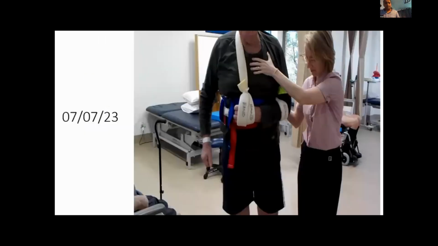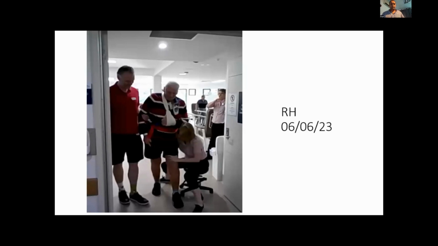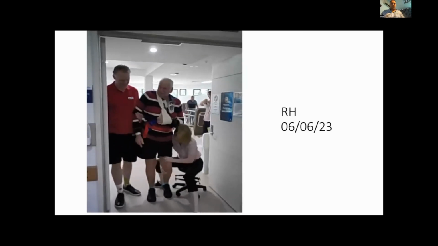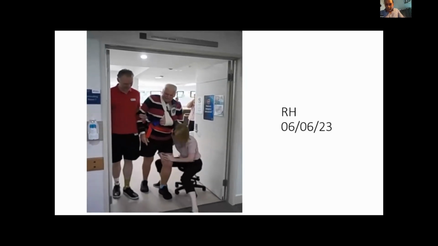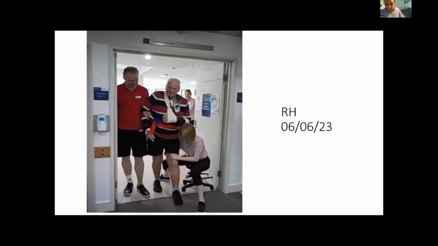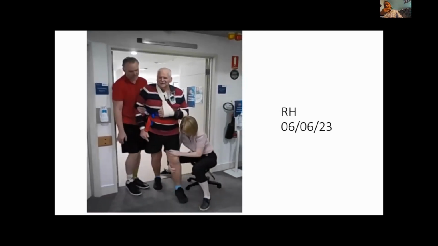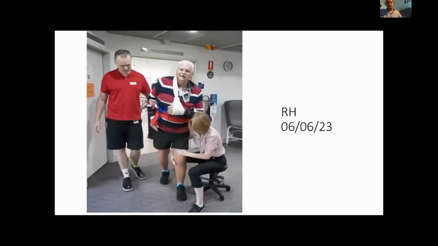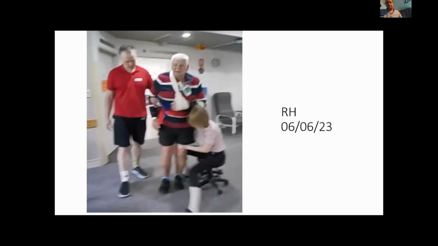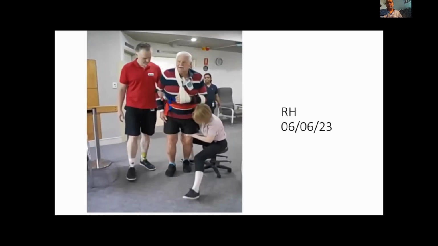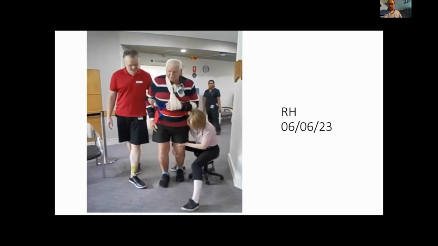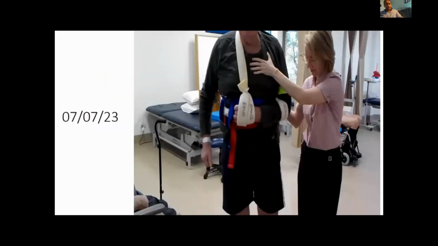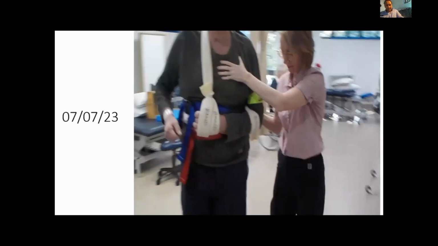And this was, and so this is him, when was it? Recently, yeah. So this is him in our rehab unit, 3 weeks after the event. This is him just prior to discharge.